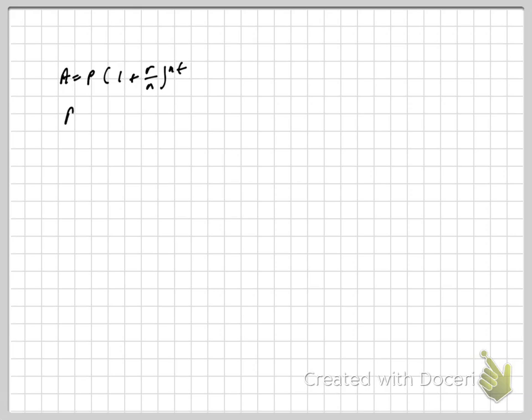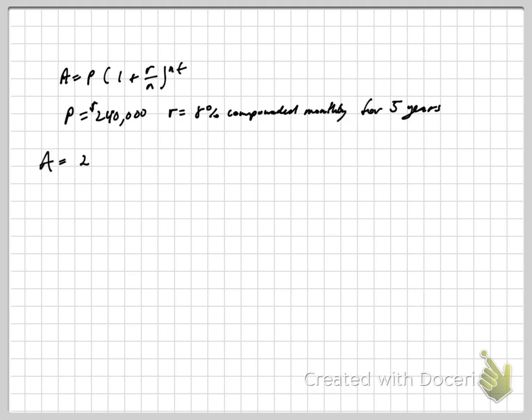So let's, for the fun of it, say we've got lots of money, $240,000. Might as well pretend we've got lots. We're going to earn 8% compounded monthly. And let's do this for 5 years. And so when you calculate this according to the formula, you'll have 240,000 times (1 plus 0.08 over 12), because compounded monthly means 12 times a year, and that's going to be raised to the 12 times 5 power.